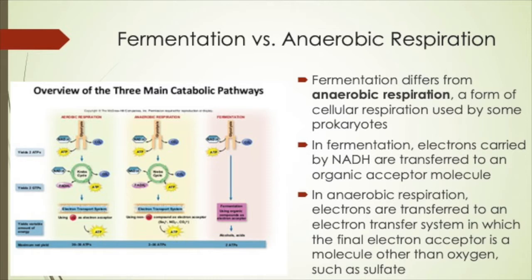differs in the Krebs cycle, right? So anaerobic respiration still has the Krebs cycle. And you can see it right here. So in anaerobic respiration, the electrons are transferred to an electron transfer system in which the final electron acceptor is a molecule other than oxygen, such as the sulfates. In fermentation, electrons carried by NADH are transferred to an organic acceptor molecule. Right? It transfers to alcohols or acids or whatever.